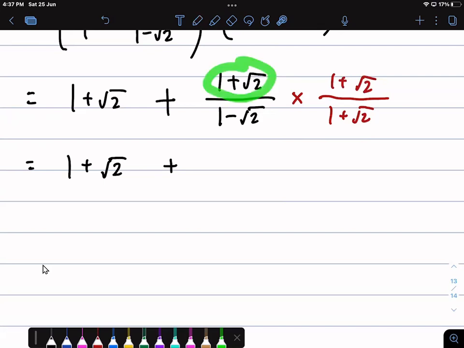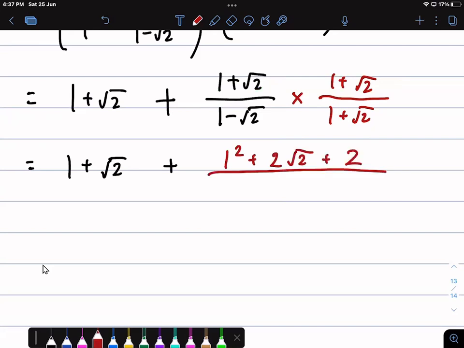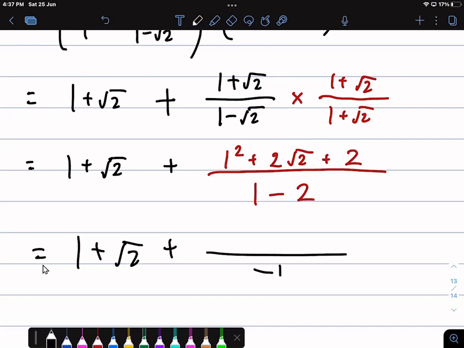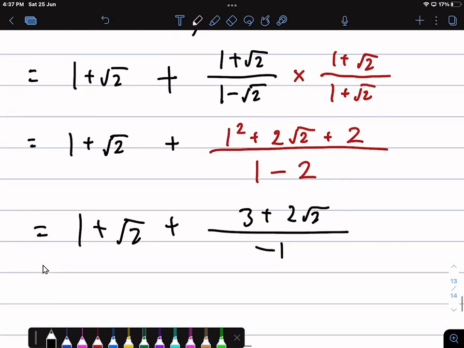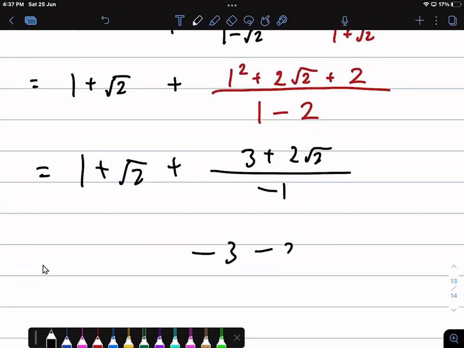Then you can multiply 1 plus root 2 by 1 plus root 2. It's just a perfect square: 1 squared plus 2ab, 2 times 1 times root 2, plus root 2 squared, which is 2. Divide by a squared minus b squared, 1 minus 2, which is negative 1. 1 squared is 1, 1 plus 2 is 3, so 3 plus 2 root 2. Simplify, we get negative 3, negative 2 root 2.